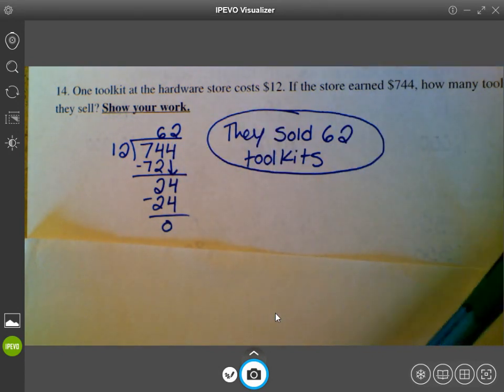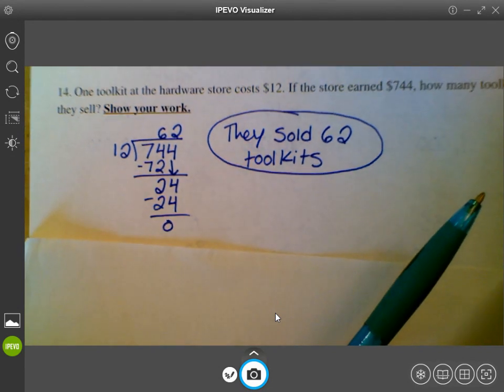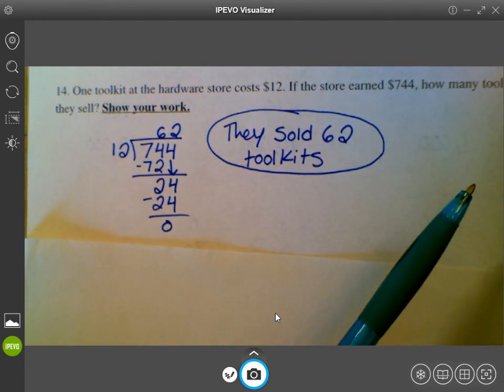Addie. What is that first? It says 62 toolkits? Yeah. Yep. 62 toolkits.